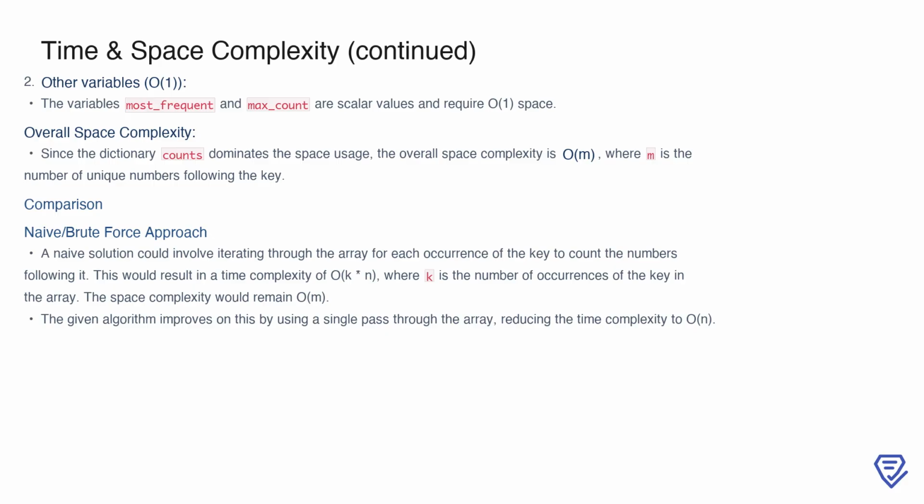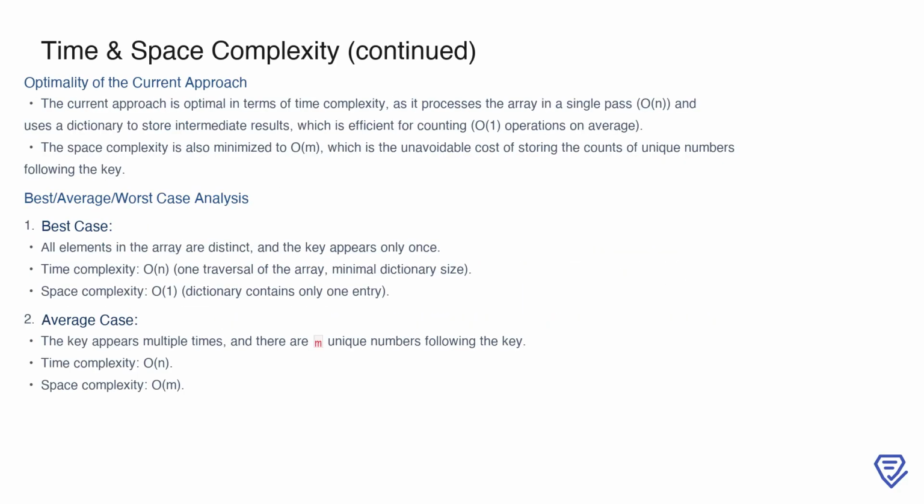Comparing this with a naive or brute force approach, that method would involve scanning the array multiple times, once for each occurrence of the key, resulting in a time complexity of O(k*n), where k is the number of times the key appears in the array. While the space complexity for the naive approach remains O(m), the current algorithm is far more efficient in terms of time, as it processes the array in a single pass, reducing the time complexity to O(n). The current approach is optimal because it minimizes both time and space complexity.